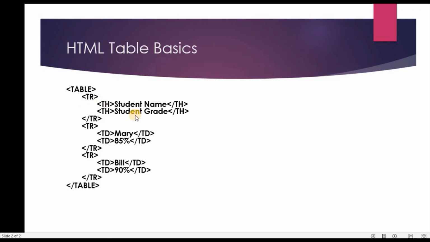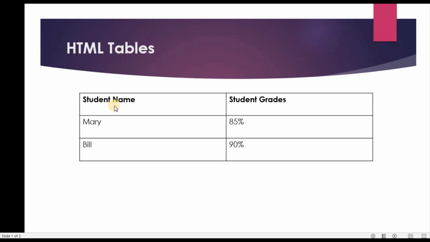So the first table row contains our heading, and again we will just look at what these lines of row are really representing. So in our table we see student name, student grades, and that was what the first set of code projected.